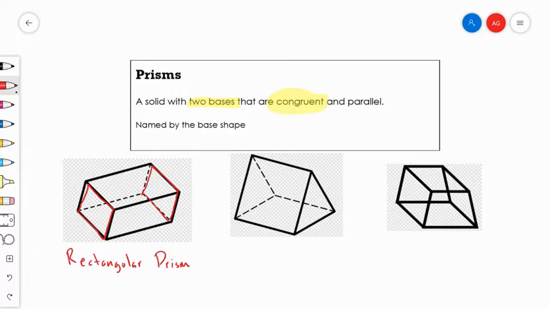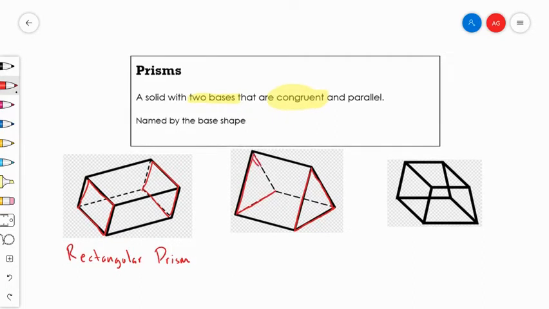The next prism, the base shape is a triangle, and we know that it's the base because it's only two of a kind. For example, it's not the rectangle. Here, let me see if I can, it's not this part right here, because if you notice, there's three of them, not just two. And so here, because the base is indeed a triangle, this is what we call a triangular prism.